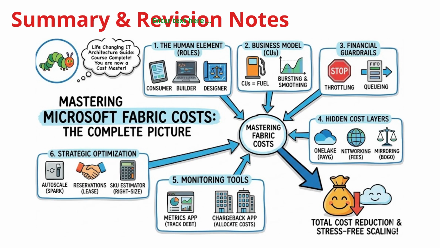We explored essential financial guardrails, throttling and queuing to prevent budget overruns, and uncovered hidden layers like OneLake transactions and regional networking fees. Finally, we utilized monitoring tools and strategic optimization, including reservations and SKU estimators, to ensure you can scale your data operations without scaling your stress. You are now officially a Fabric cost master.